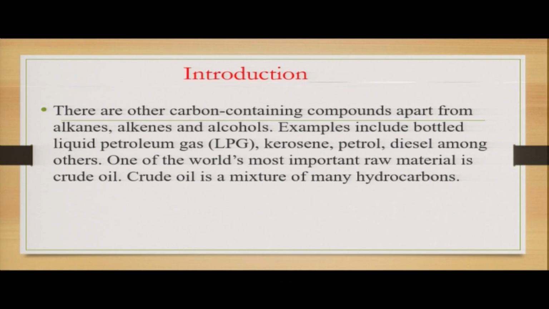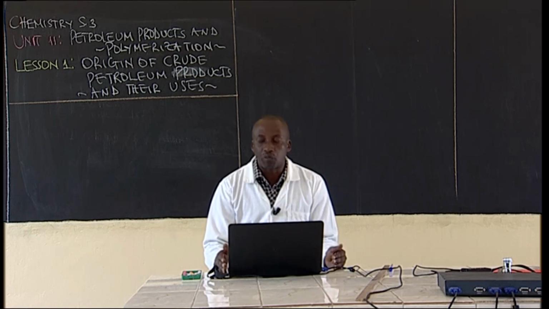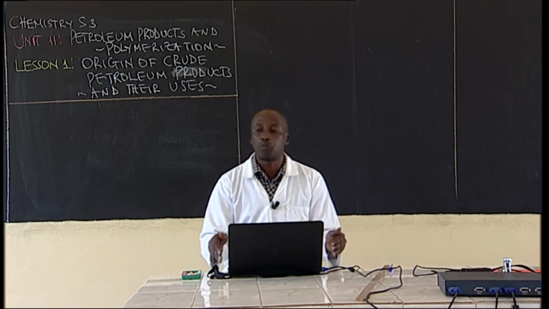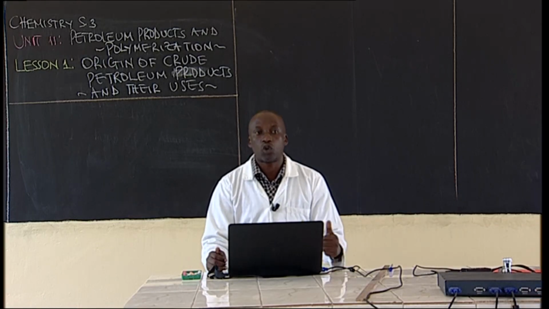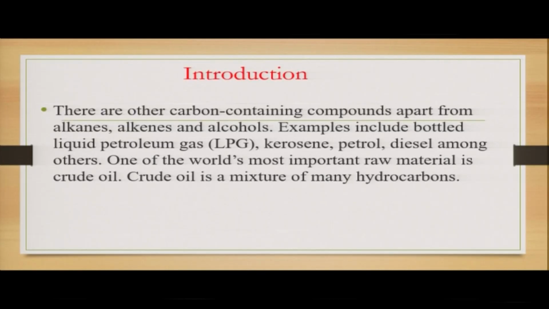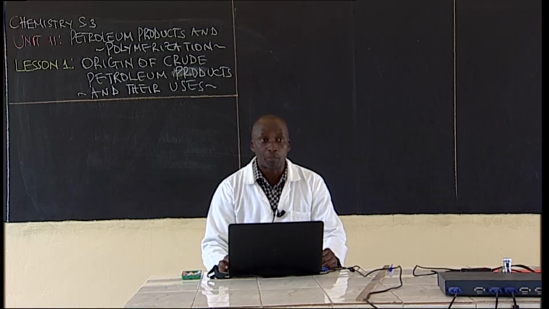One of the world's most important raw materials is crude oil. The countries that have oil, that crude petroleum, are the richest countries. That is why it is one of the world's most important raw materials, because from crude petroleum a number of various products are obtained. Crude petroleum is a mixture of hydrocarbons. We mentioned hydrocarbons that include the alkanes, alkenes, and alkynes. Crude oil contains a number of those hydrocarbons.